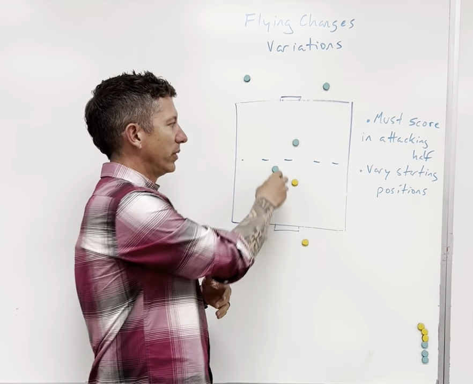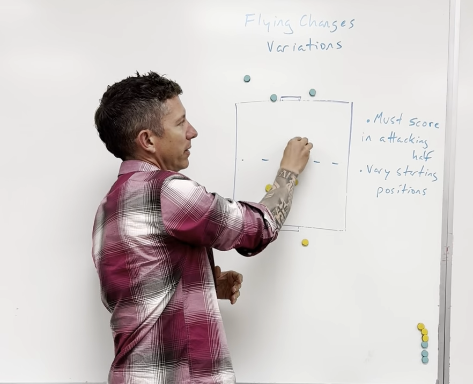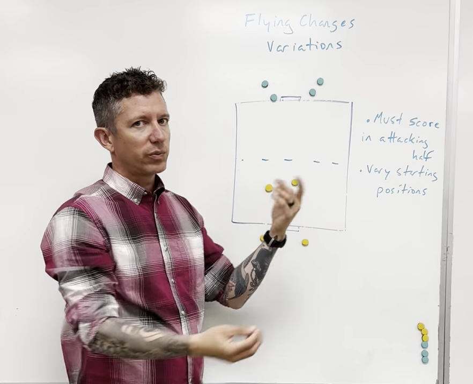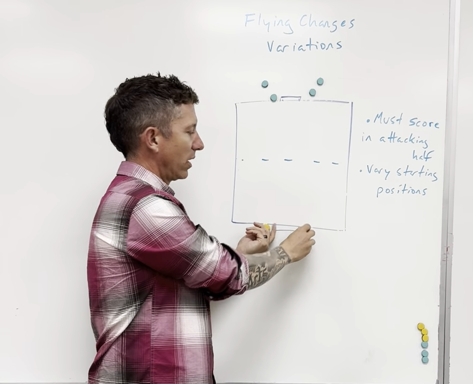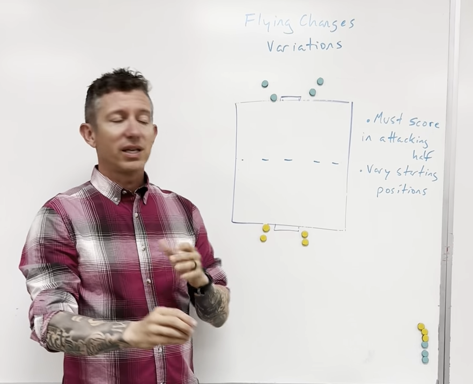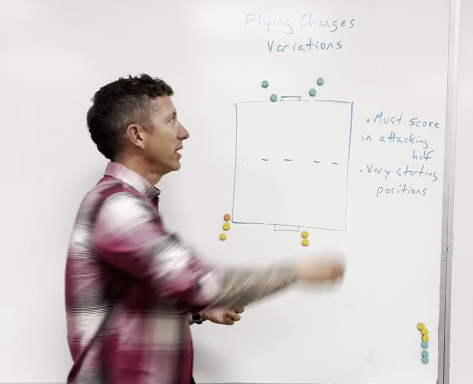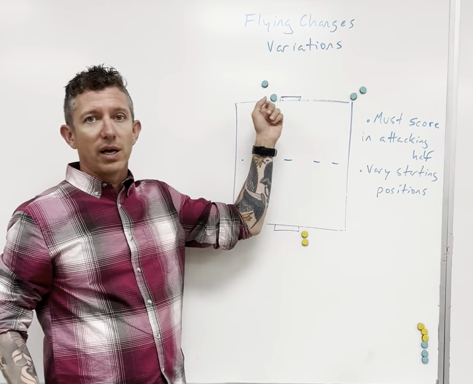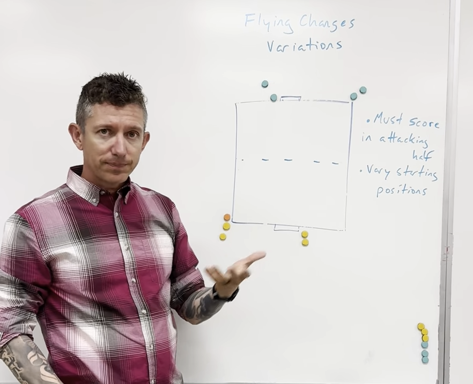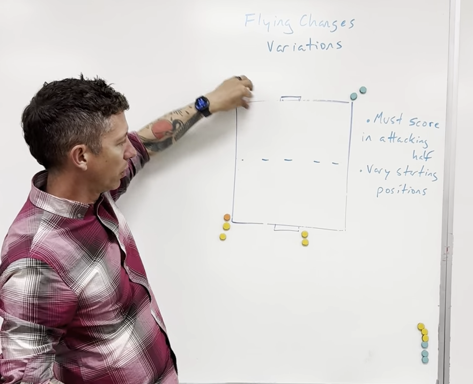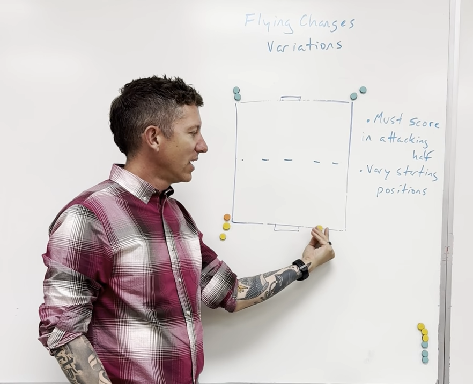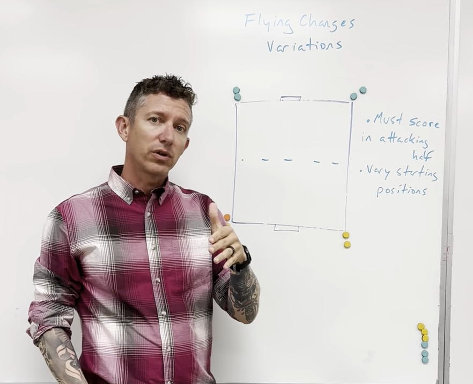Second easy way to add some variability: typically with flying changes, we have our two lines situated on either side of the goal. There are really easy ways to vary starting positions, whether that's pulling one line out to the side and having one line next to the goal and one line out to the side, or even having both lines starting in the corners. That's going to provide a slightly different look at a similar problem.